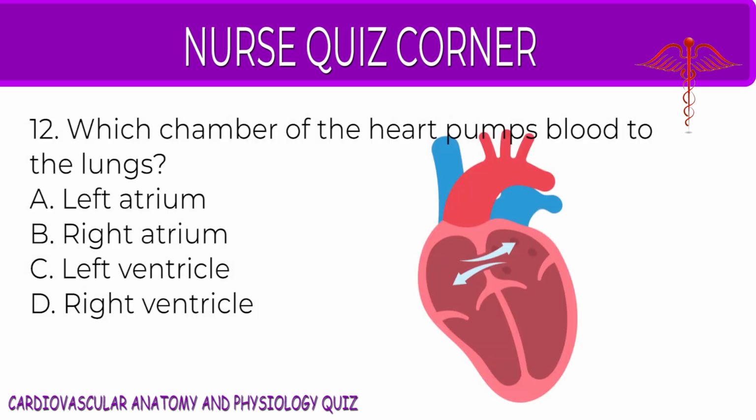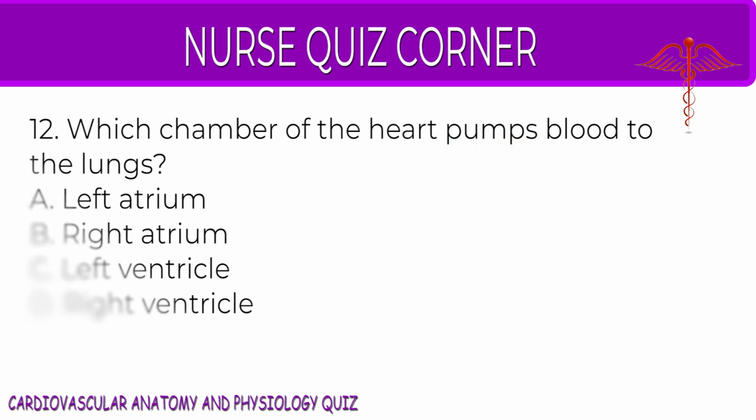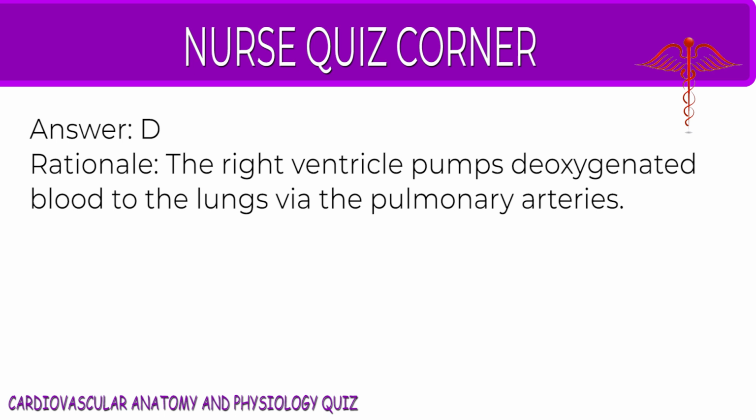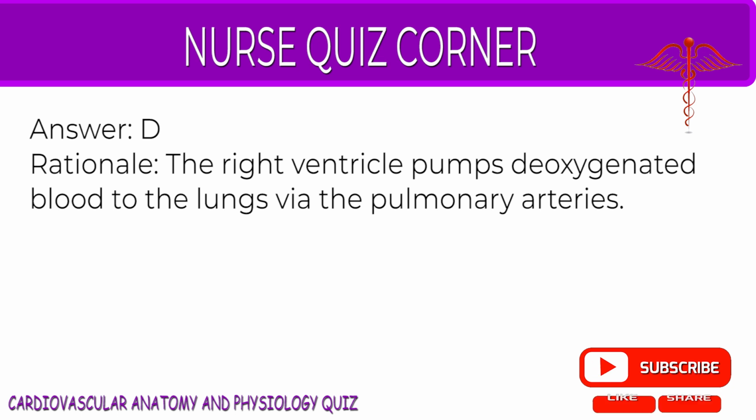12. Which chamber of the heart pumps blood to the lungs? A. Left atrium. B. Right atrium. C. Left ventricle. D. Right ventricle. Answer D. Rationale. The right ventricle pumps deoxygenated blood to the lungs via the pulmonary arteries.